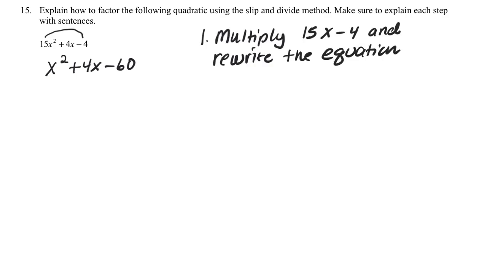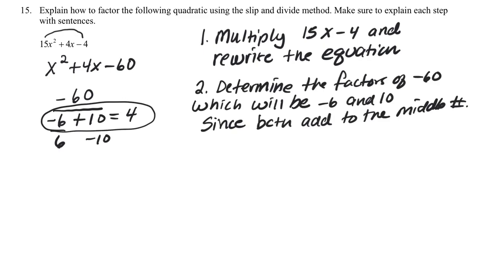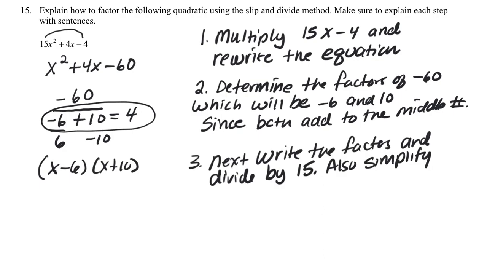Next, you're going to find the factors of negative 60. And the two numbers that we're talking about are negative 6 times 10, or 6 times negative 10. Next, write the two binomials, which are the factors. So you have x minus 6 and x plus 10. Since we took out the 15 initially, we're going to go ahead and divide by 15.